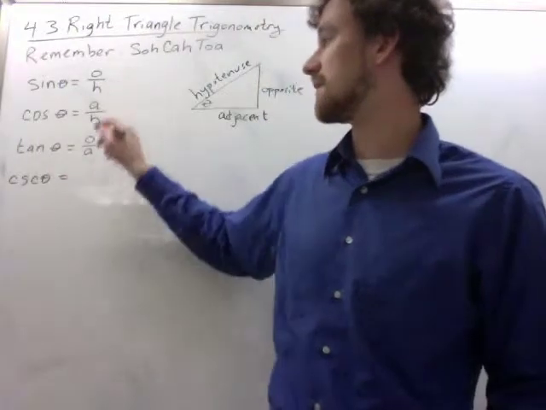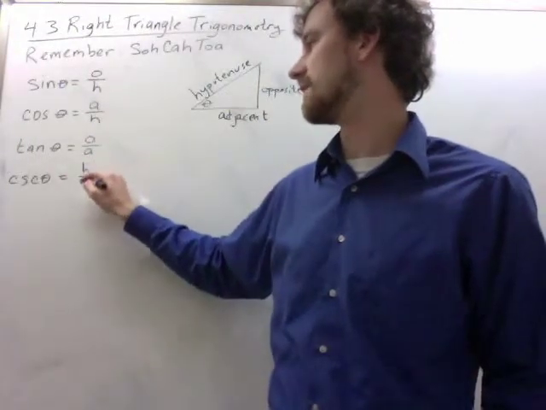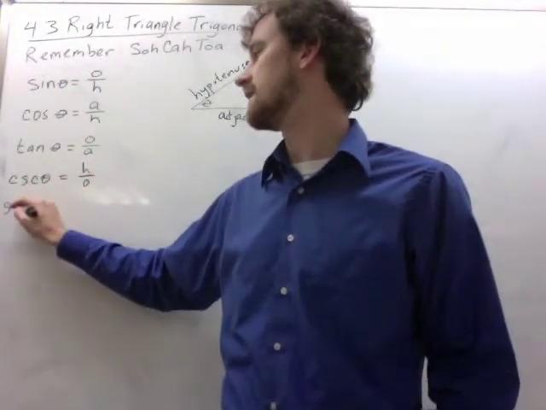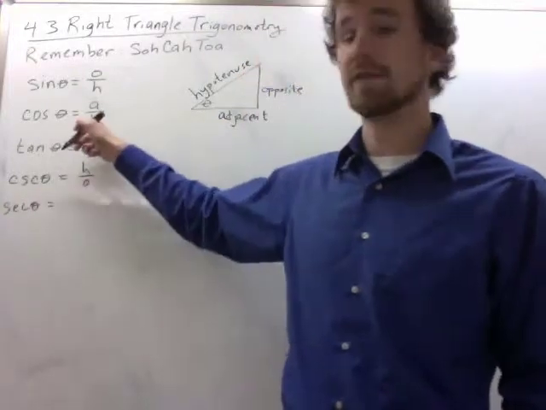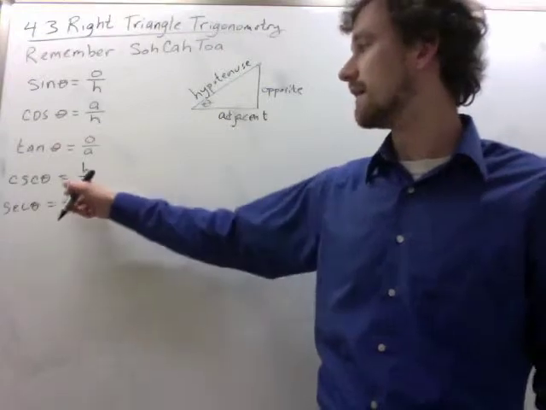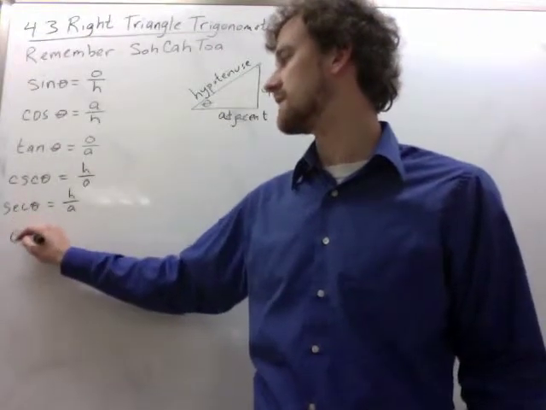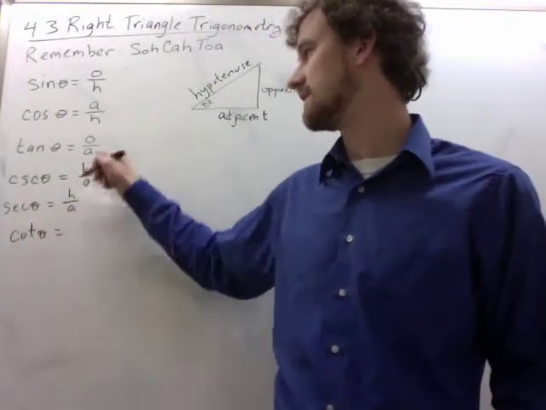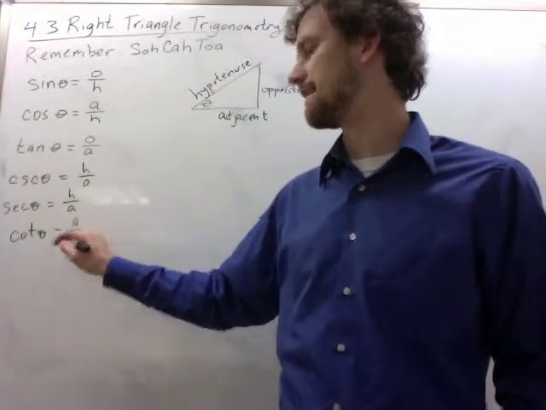Cosecant is the reciprocal of sine, so it's hypotenuse over opposite. Secant is the reciprocal of cosine, so it's hypotenuse over adjacent. And cotangent is the reciprocal of tangent, so it is adjacent over opposite.